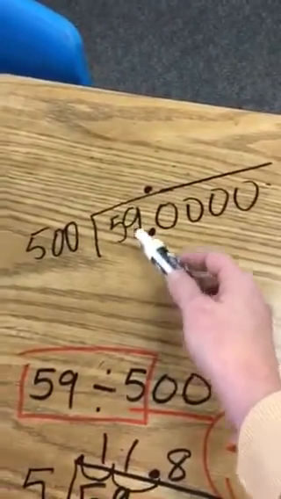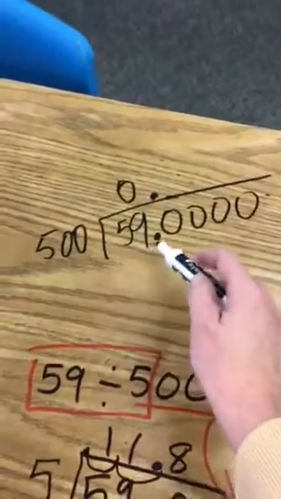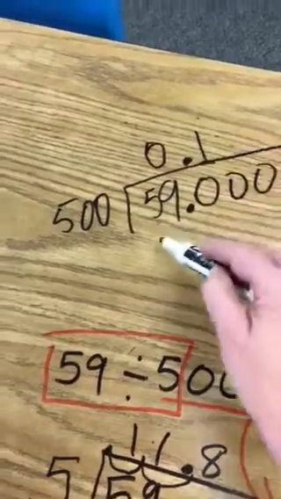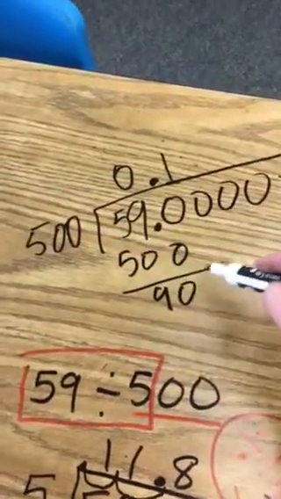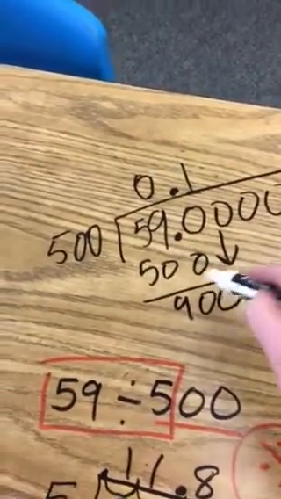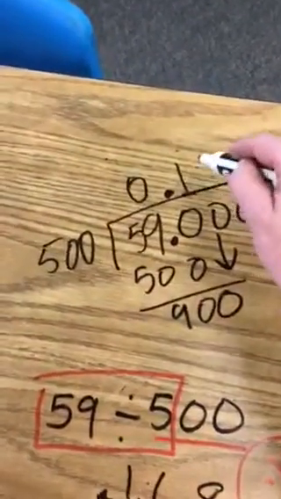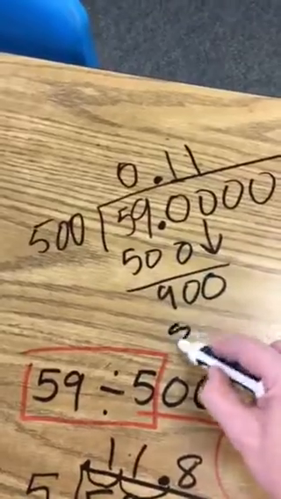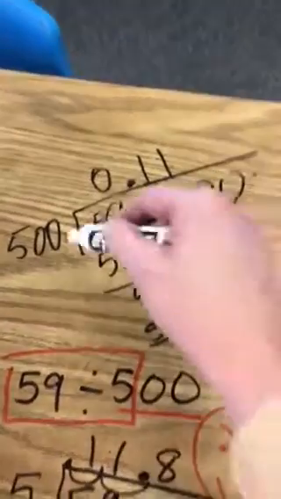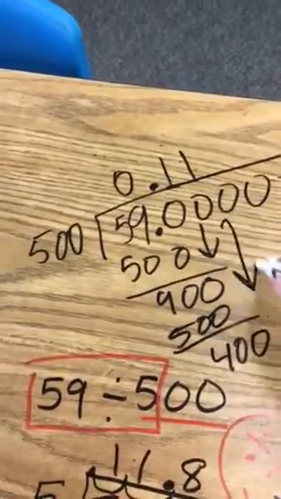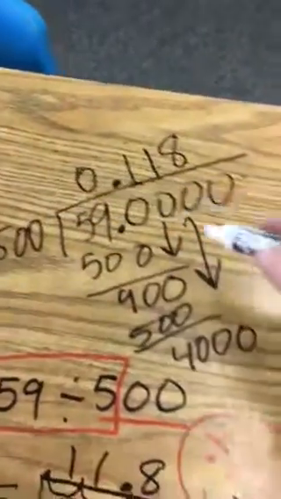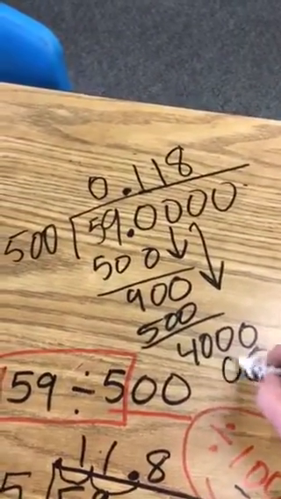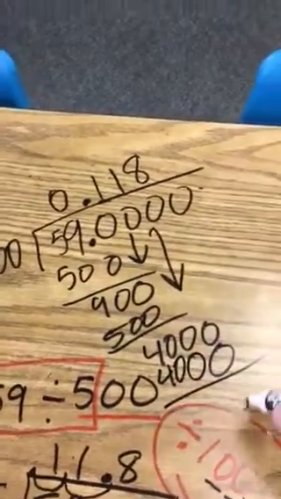Does 500 go into 59? Well, heck no. Will 500 go into 590? Yes, it will. One time. And then I can continue solving in that fashion. Will 500 go into 900? Yes, it will. One time. Do you see where this is going? Then I end up with 400 left. Will 500 go into 400? No, it will not. Will 500 go into 4,000? Well, yeah, I'm assuming it must be 8 times because that's what we did before. And then when I do 8 times 0, 8 times 0, and then 40. And that finishes out our fraction.